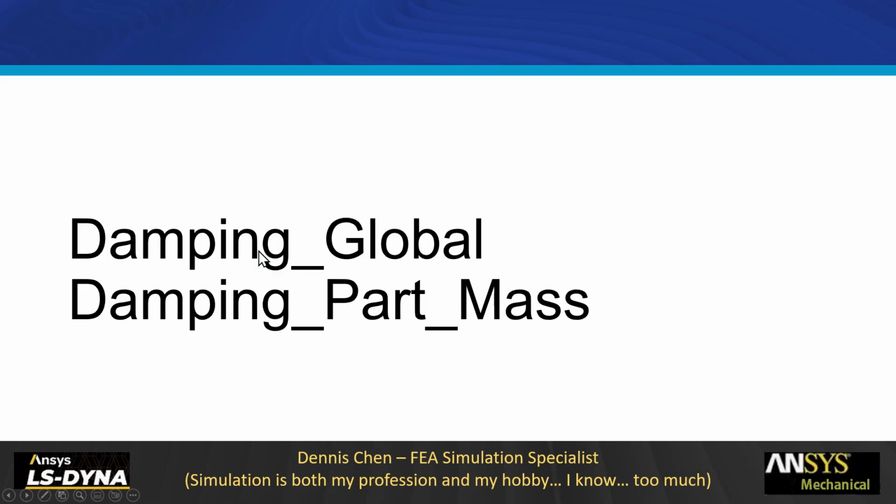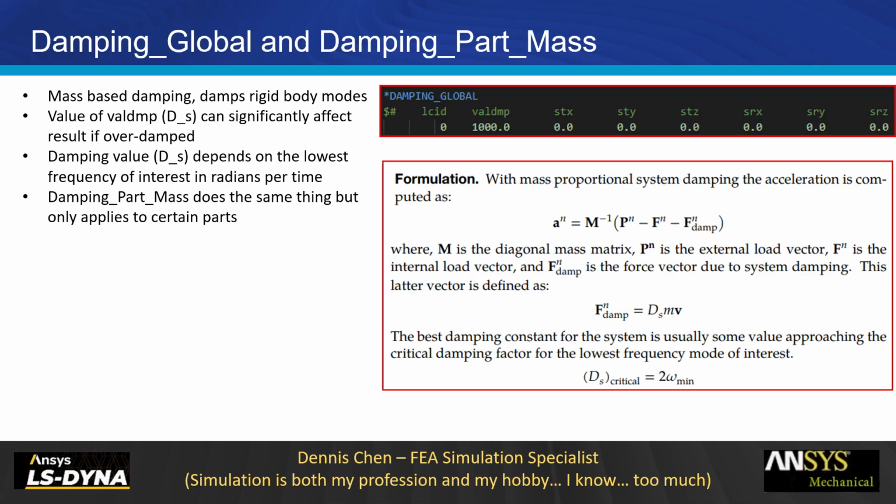Okay, and then you have the mass-based damping, which are the damping global and damping part mass cards. These two cards add a damping force to damp out the acceleration in a body. So this is the type of damping that can add a lot of artificial weight to a structure, because you're adding an additional force term to achieve the same amount of acceleration. It's almost the same as changing the mass of your system.